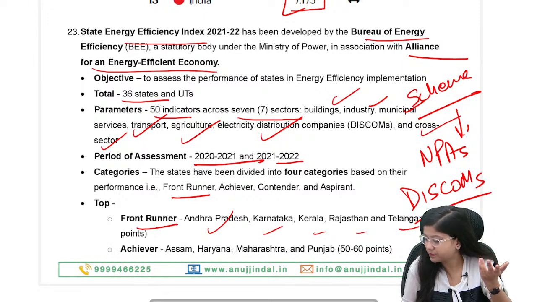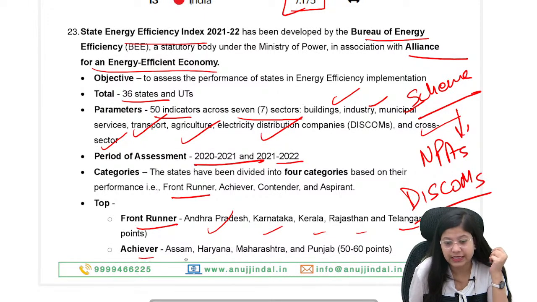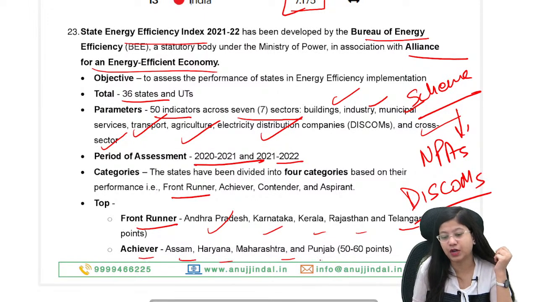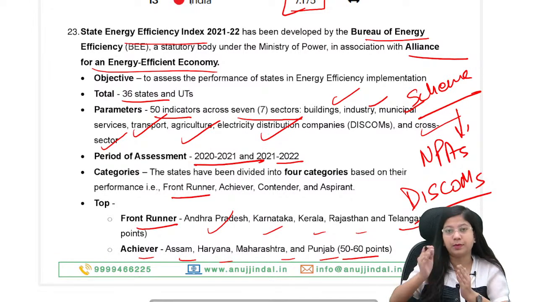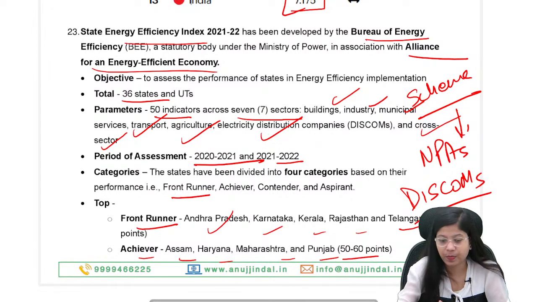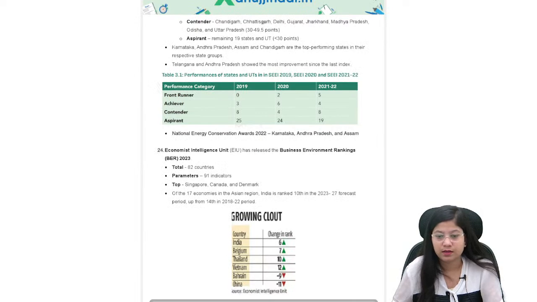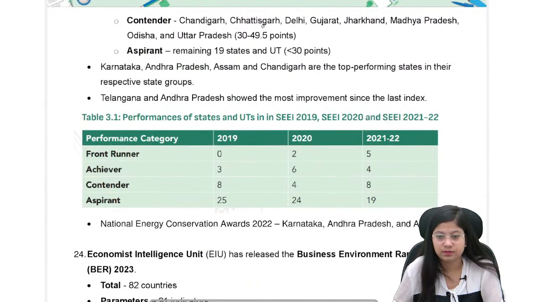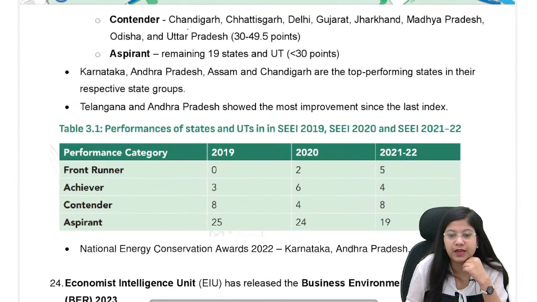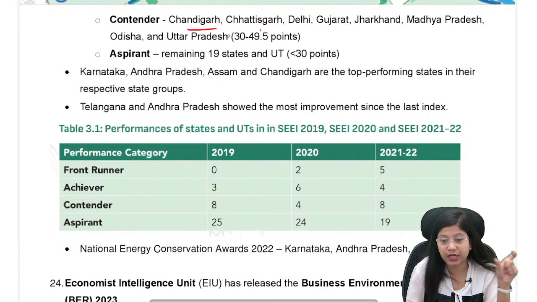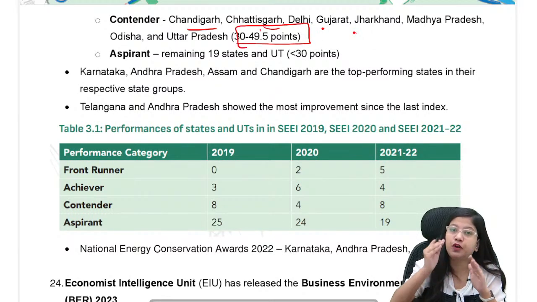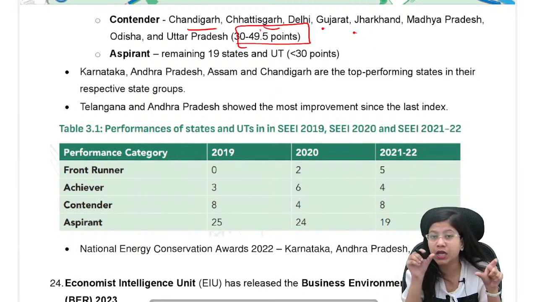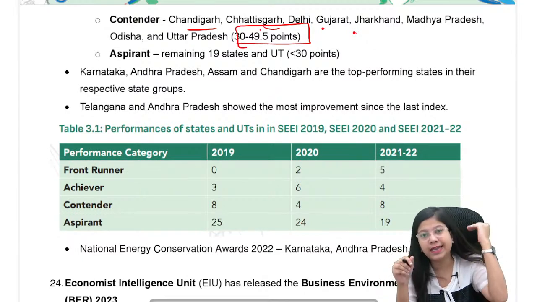Okay? Then in the achiever category, we have Assam, Haryana, Maharashtra and Punjab. Their scores are between 50 to 60. Then in the contender category, we have Chandigarh, Chhattisgarh, Delhi, Gujarat, Jharkhand, Madhya Pradesh, Odisha and Uttar Pradesh. Their score is between 30 to 49.5. So do pay attention to the score range in each category.